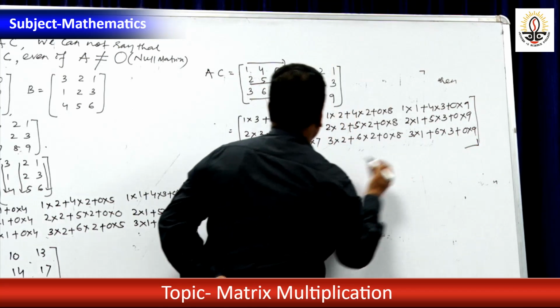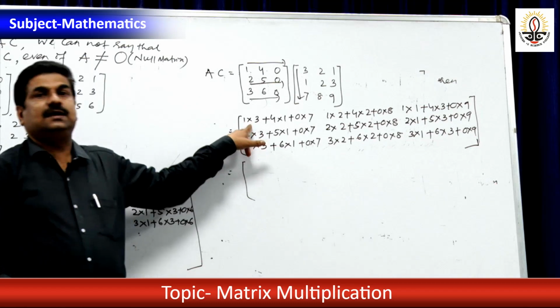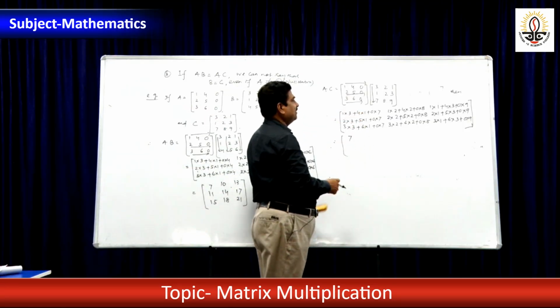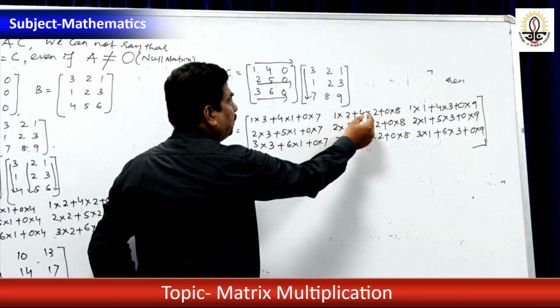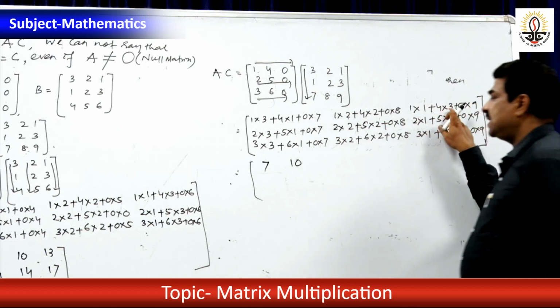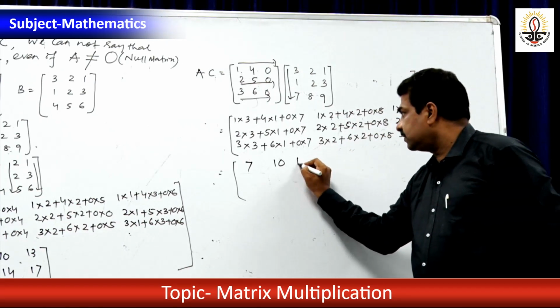Then you solve this one. What will be the value of AC? Here you see 3 plus 4. This value is equal to 7. Here you see 2 plus 8. This value is equal to 10. Here you see 4 plus 3 dear, 4 plus 3 is 12. 12 plus 1 is 13.